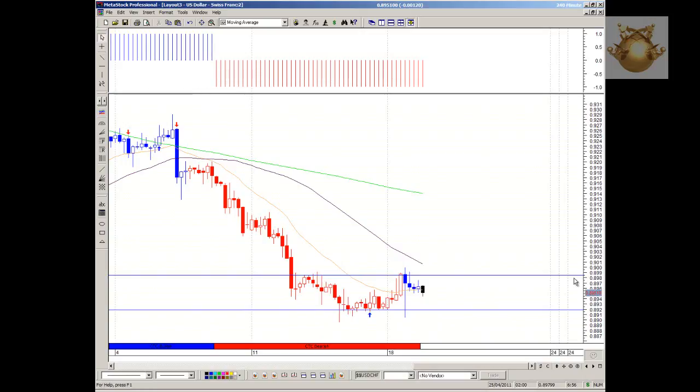So ideally you need to be trading well above 0.900 to definitely give us confirmation of an upside movement, or look for price to be trading lower and closing lower than 0.892 to give us confirmation of further selling for this pair.